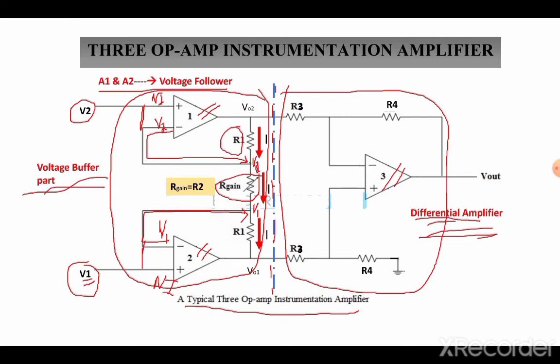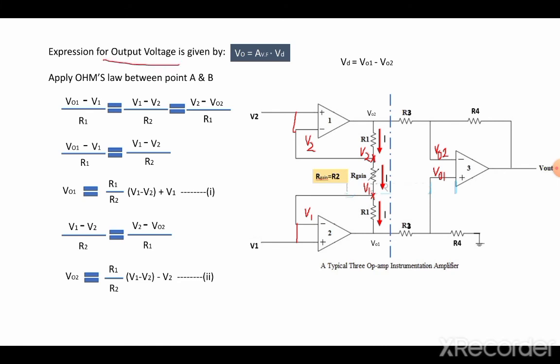Thus the voltage across R1 is the same, and R3 is the input resistance. This is also the same for this. And in this differential amplifier circuit, R4 is the feedback resistor. In the further slides, we will carry out the operation of determining the output voltage equation. Now we will see the output voltage expression.